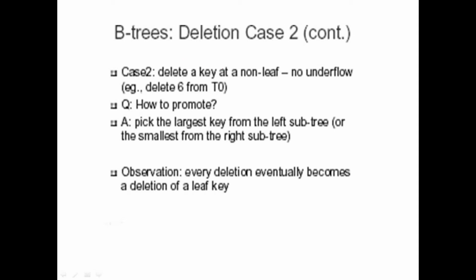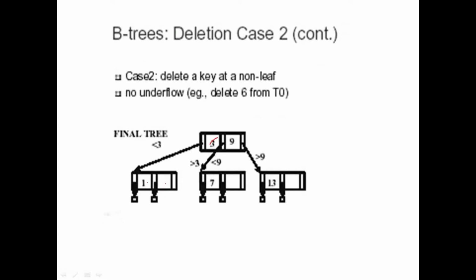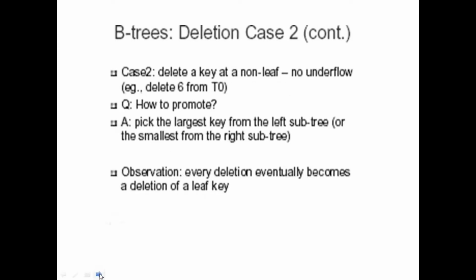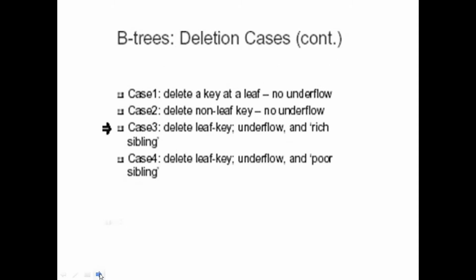So case 2, delete a key at a non-leaf with no underflow. How to promote? For promotion, pick the largest key from the left subtree or the smallest key from the right subtree. The observation here is that every deletion eventually becomes a deletion of a leaf key. As you saw, we deleted 3 from the leaf of the tree. Now we have seen 2 cases till now.